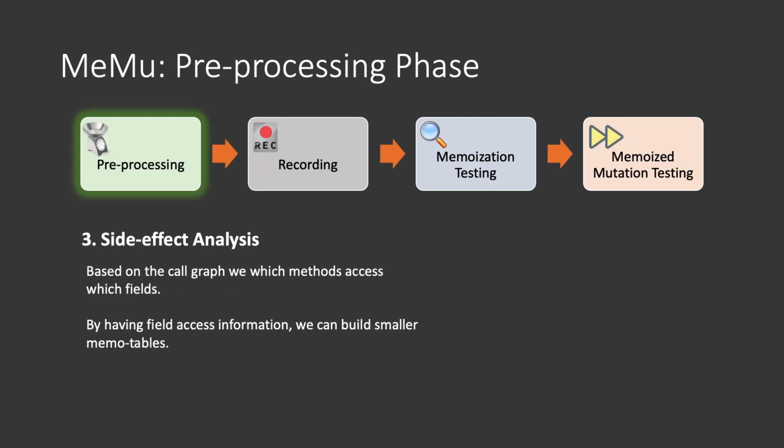Another useful piece of information that we obtain based on the call graph is the side effect information of the methods. That is, which fields each method is accessing, directly or indirectly. This information becomes useful when we clone object graphs without cloning portions of the graph that are not touched by the method to be memoized.